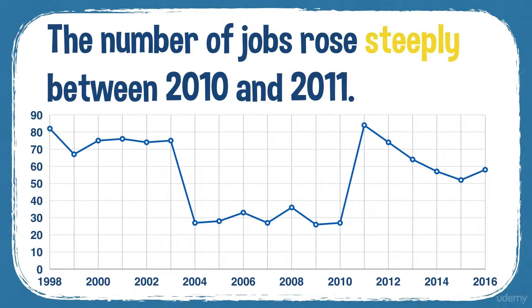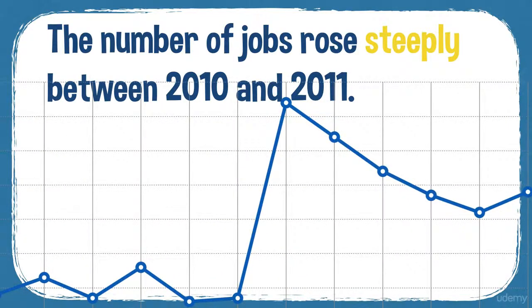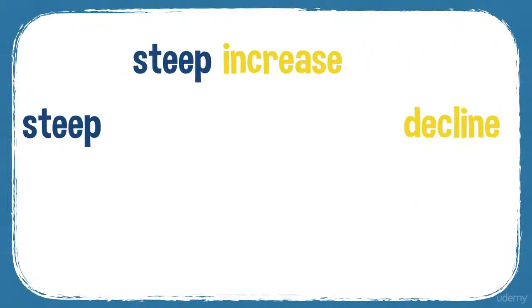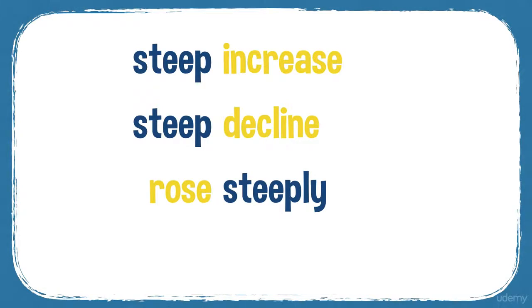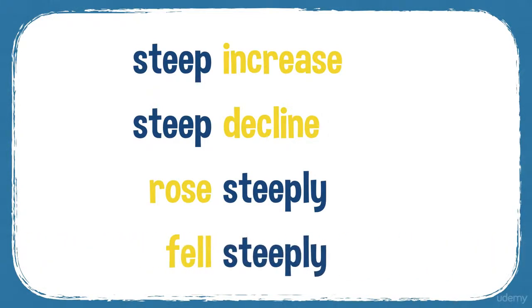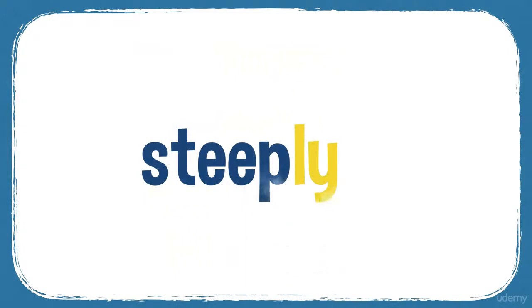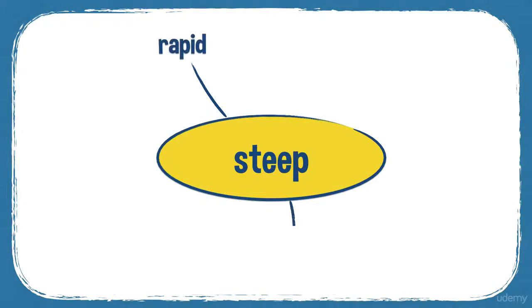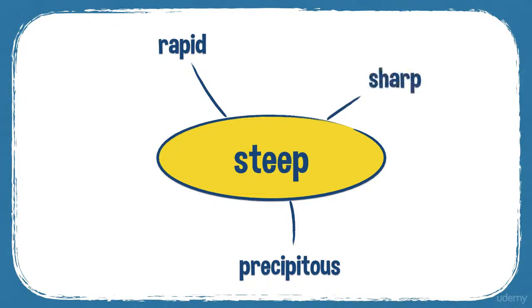But steep can mean going up as well. The number of jobs rose steeply between 2010 and 2011. So you can have a steep increase, a steep decline, and you can use the adverb rose steeply, fell steeply. And there's the adverb steeply. Some synonyms: rapid, precipitous. So a precipitous decline. That's almost like a cliff face. It drops right down, almost vertical. Sharp.